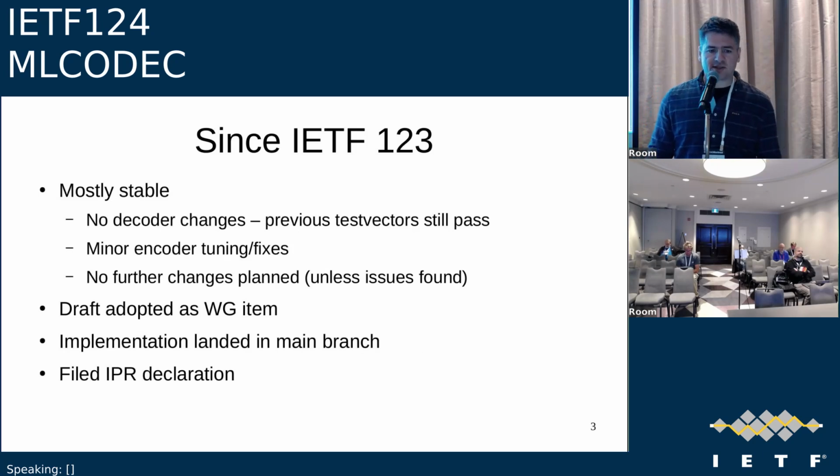So what's changed since the last IETF? In terms of code, it's been mostly and surprisingly stable. There have been no significant decoder changes. The previous test vectors that I presented at the last IETF are still working with the current one. Aside from very minor bug fixes, there's been some encoder tuning and fixes. But again, the format remained the same, and there are not really any further changes planned unless an issue is found with the current proposal. The draft was recently adopted as a working group item.